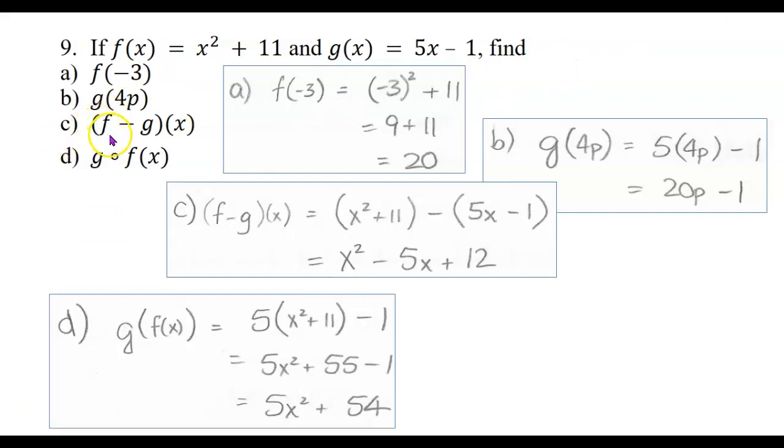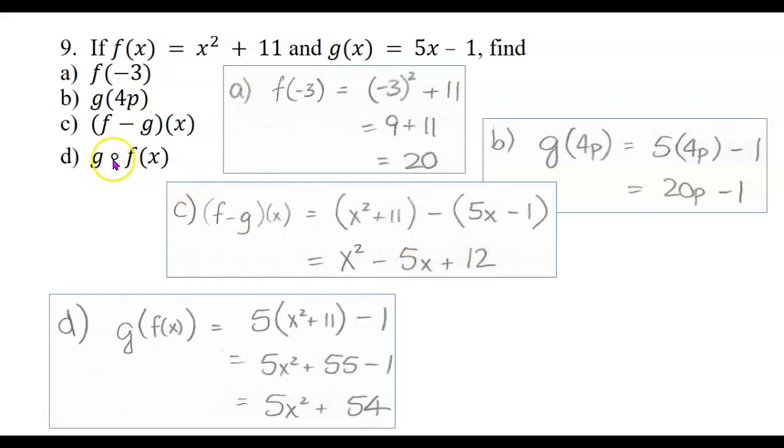In part C, we are finding the function of x that we get when we subtract f minus g. So x squared plus 11 minus 5x minus 1. Don't forget to subtract the 5x and subtract the minus 1. So we have an x squared minus 5x, and then the plus 11 minus the negative 1 gives you a plus 12. So x squared minus 5x plus 12.